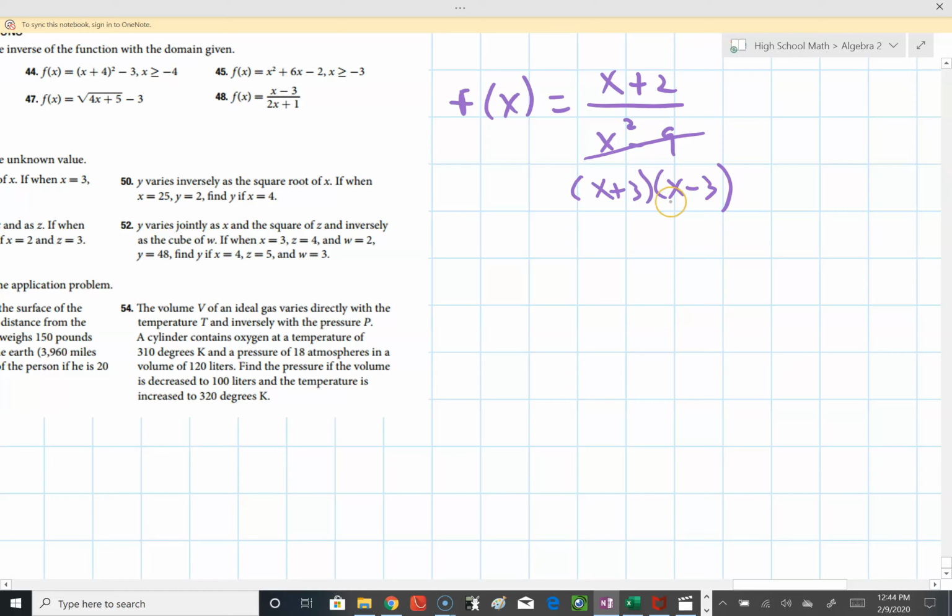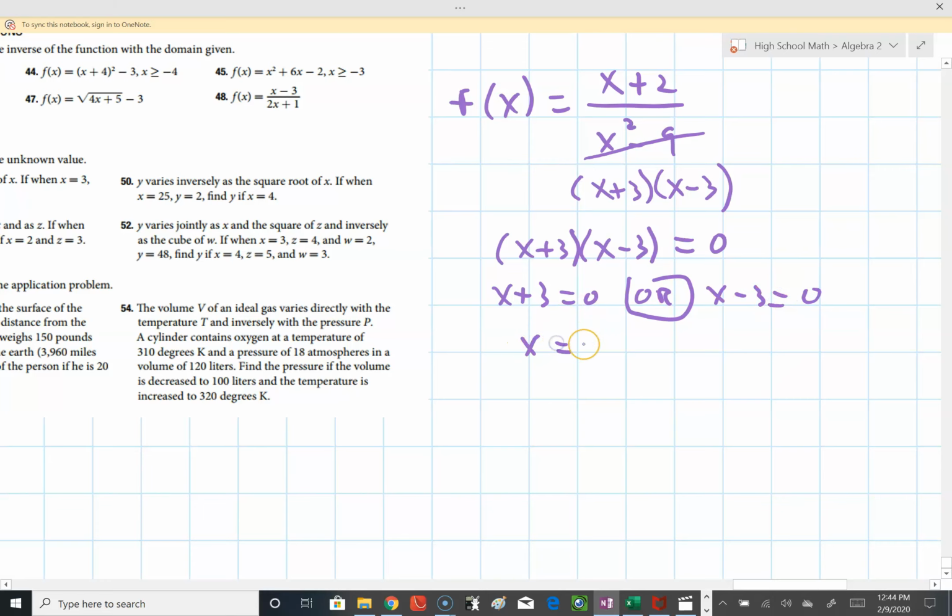Where the denominator equals 0 is going to be important to us. So we're going to set the denominator equal to 0. x plus 3 times x minus 3, setting that equal to 0. And if we do, again, we'll have x plus 3 is 0 or x minus 3 is 0. And clearly this will be x is equal to negative 3, and this will be x is equal to positive 3.